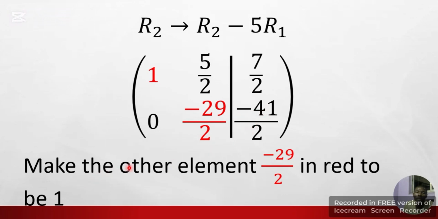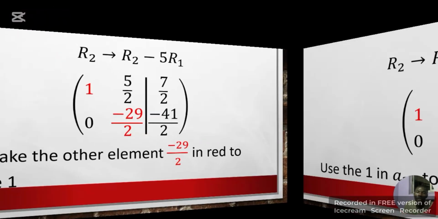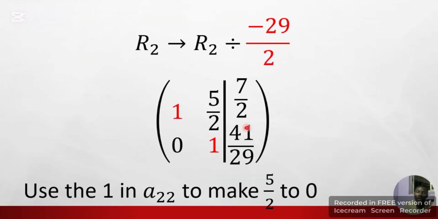So that makes the other element, minus 29 over 2 in red, to be 1. So we try to make this element 1, and to do that, we have to divide the whole of R2 by minus 29 over 2. So that will be the operation we need to do. If we do that operation, we have this equal to 1. Then if I divide this other part, I will have 41 over 29.